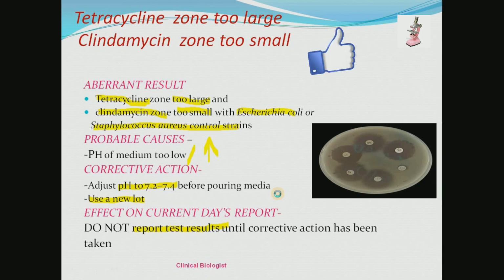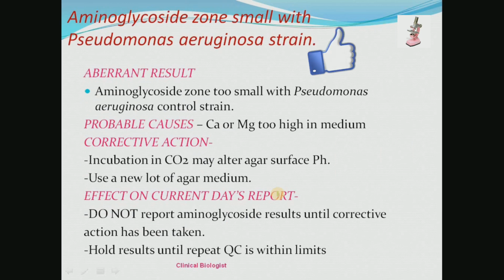Coming to the next, aminoglycosides. As you know, aminoglycosides include gentamicin and amikacin. I will not go into detail about them; we can make an antibiotics tutorial one time. Here the aminoglycoside zone is small when you are using the Pseudomonas aeruginosa control strain. If you find a small zone on disc diffusion, what action do you have to take, and what is the probable cause?